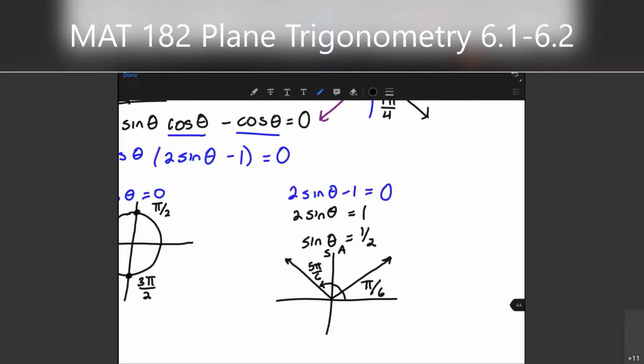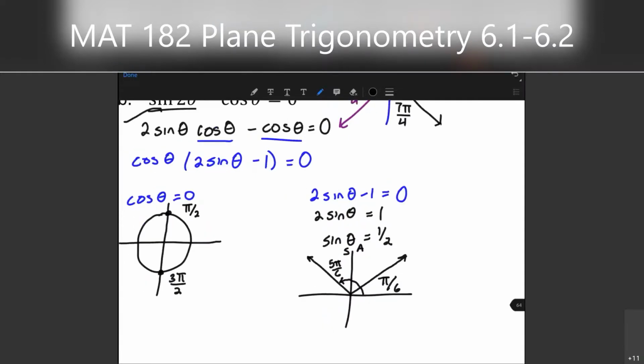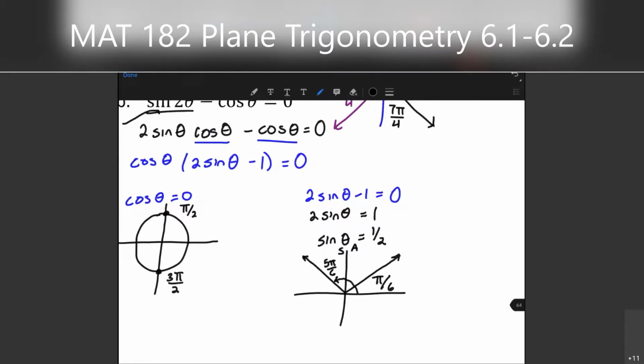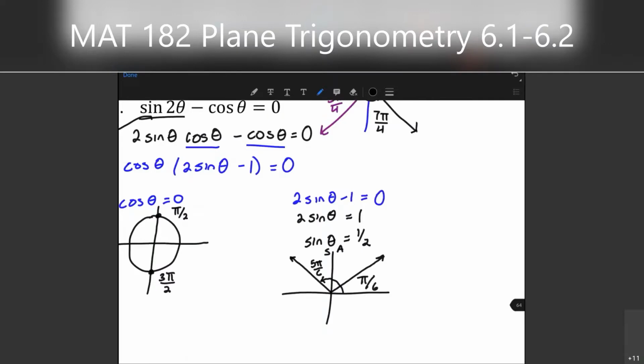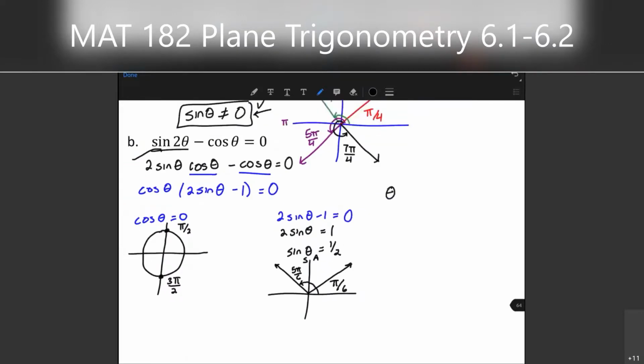And we also have two solutions for the cosine of theta equals 0. So if we put all these solutions together, we can say here on the side, theta is equal to pi halves, 3 pi halves, pi over 6, and then 5 pi over 6. There we would be done. We're just going to be finding solutions in the 0 to 2 pi range.